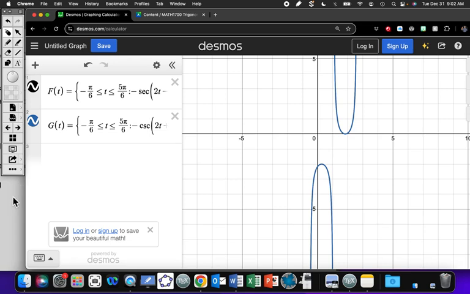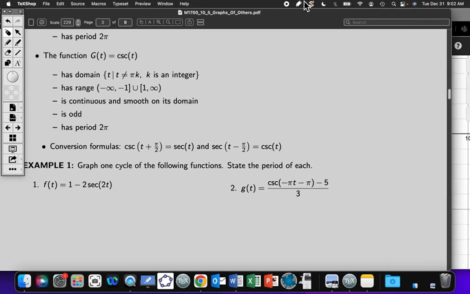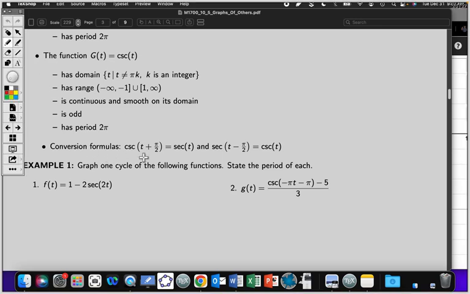We can do the same kind of thing here. So if we go back, we have these conversion formulas that help us go from one to the next. In particular, this one here: if I take secant of something, that's the same as cosecant of that same thing plus pi over 2.